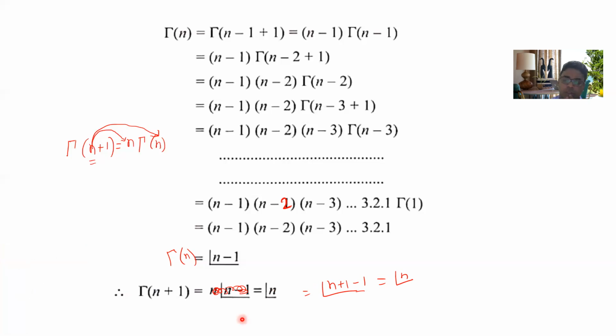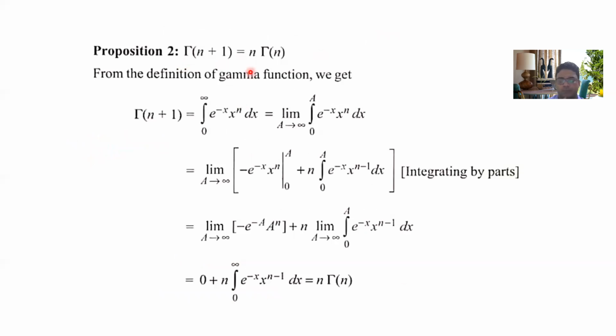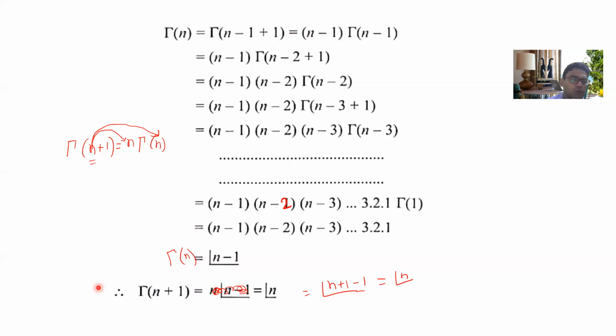Suppose you have a question in your mind: this result is coming from the previous one, so which one should I apply? Ultimately, you have gamma n plus 1 is equal to n gamma n, and equal to factorial n if n is a positive integer.